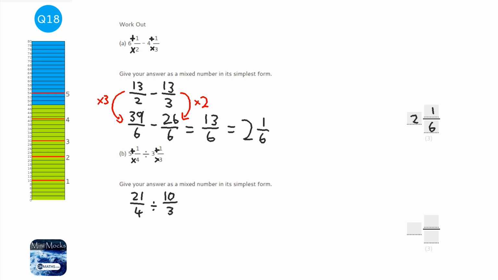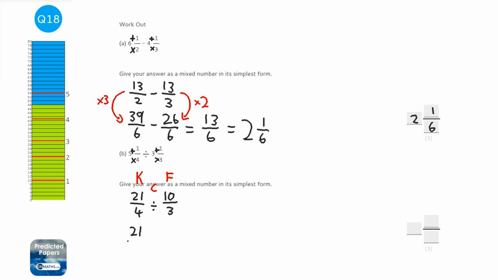Now here we have this 3-letter acronym, which for some reason all the students remember. It's KFC. I have no idea why people remember that. So what KFC stands for is keep, flip, change. Some students remember it as KCF or same, change, flip. Whatever works for you, stick with it.